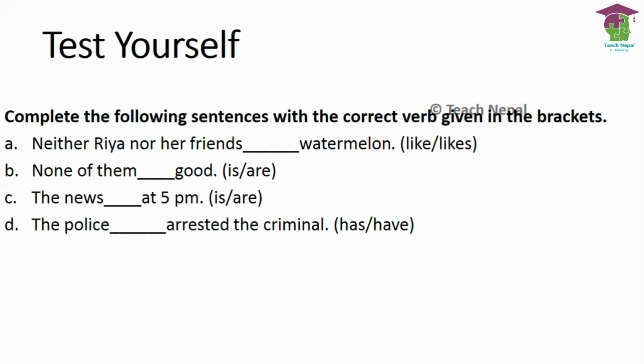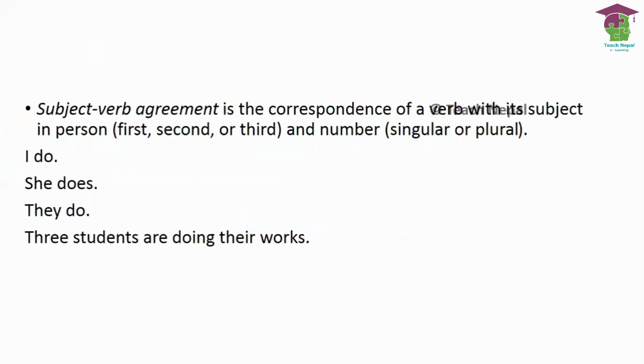Subject-verb agreement is the correspondence of a verb with its subject in person, for example, first person, second person, third person, and also in number, singular and plural. With the different person we use different verbs. For example, I do, she does, they do, right? Three students are doing their work. So I, she, they, these are different subjects, different persons also, right? And with plural and singular also we use different verb forms.